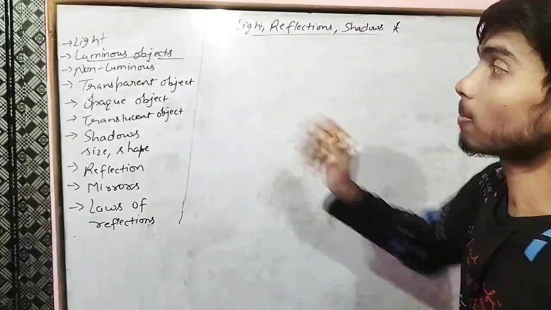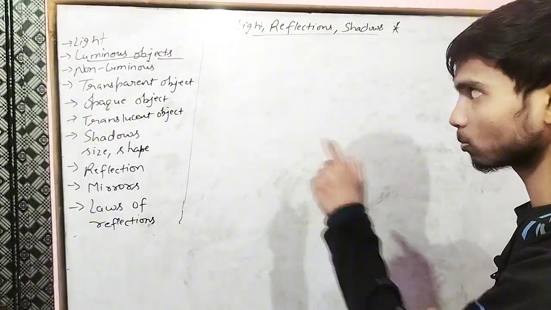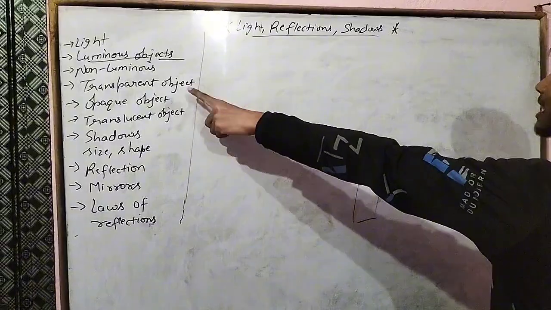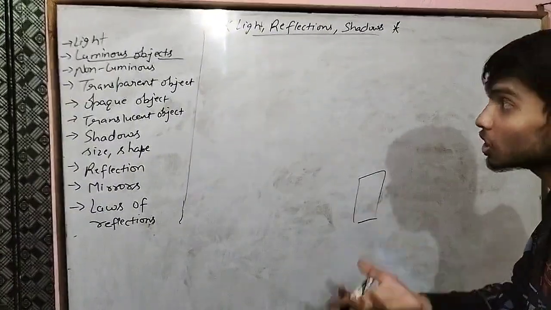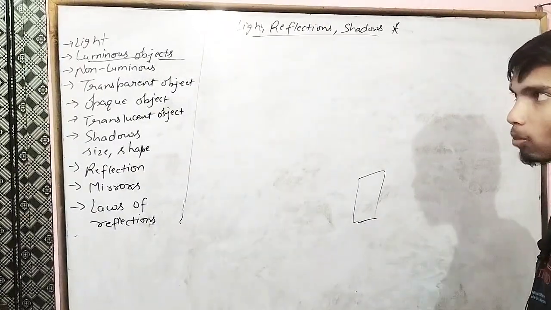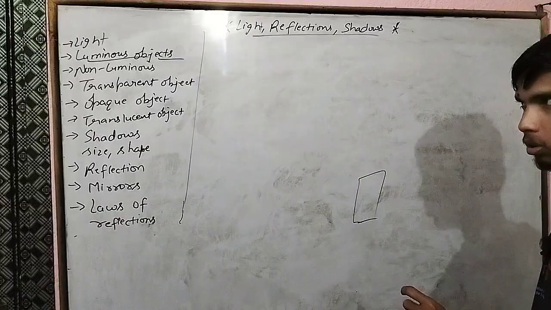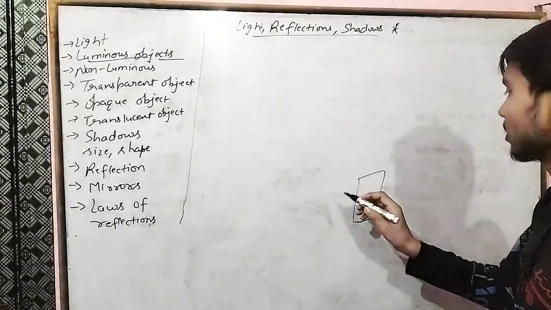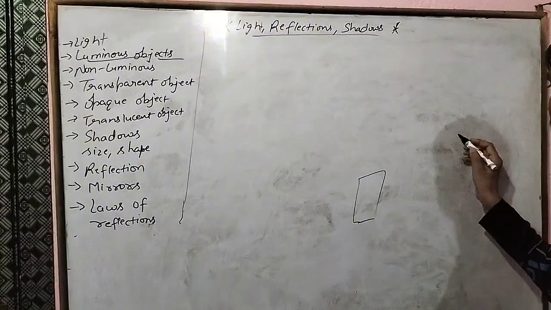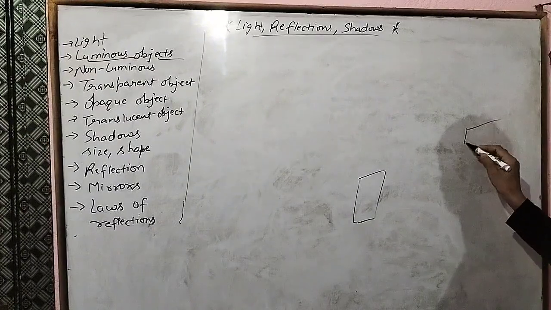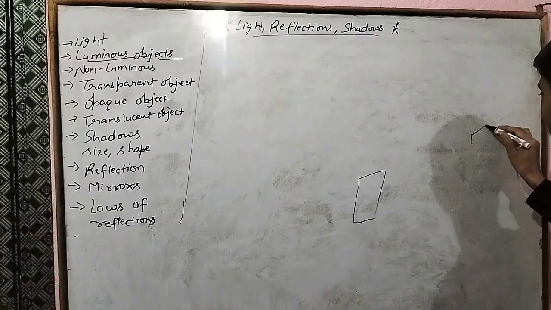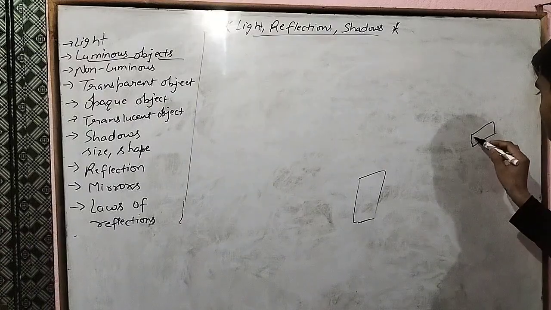Okay, transparent object. Yeah, this is an object. Let's suppose this is an object. We don't know because it is a transparent object. That's why. So it is an object. Clear? Now, to see these objects, we need what? A source of light. This is the source light.